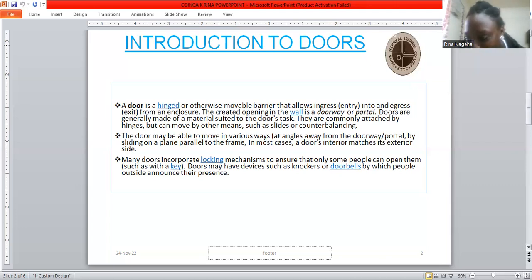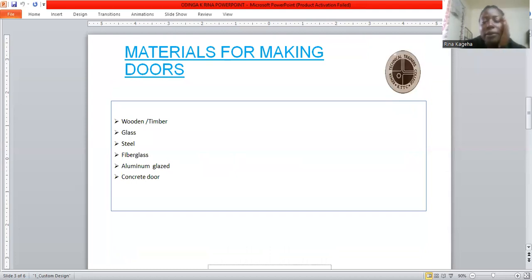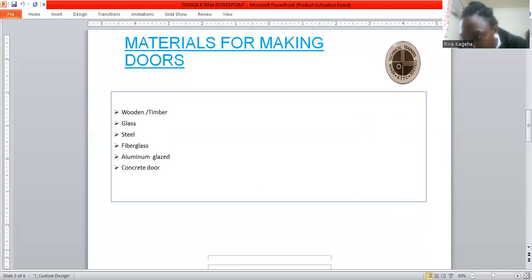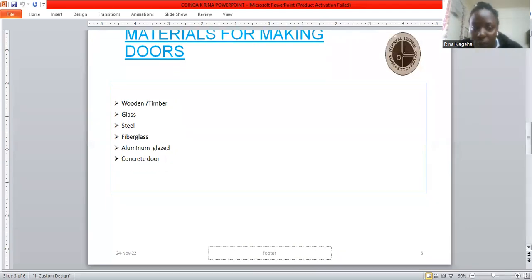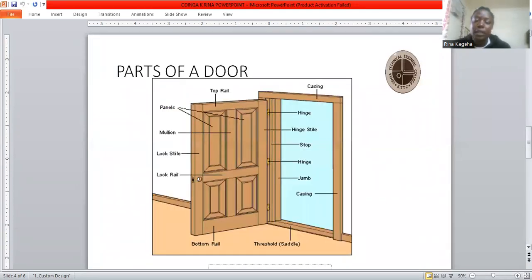So we have several materials used to make doors. We have wooden or timber door. We have glass material. We have steel material. We also have fiberglass material, aluminum glass material, and concrete door. But those are just a few that we are able to mention in this lesson. So we are going to our third objective.